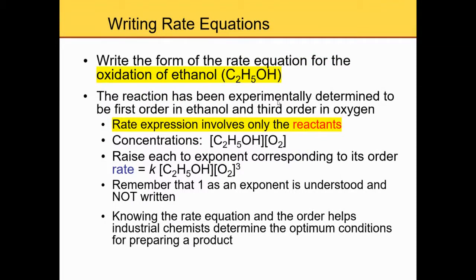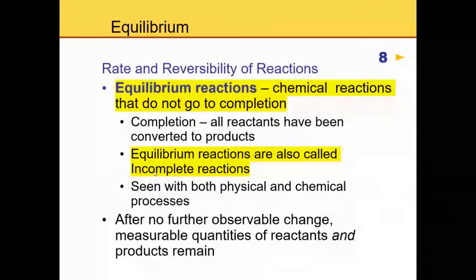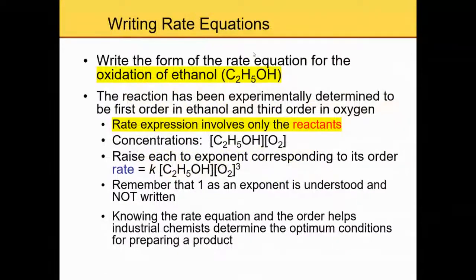And then for this, it's just the same. That's the oxidation of ethanol, so the rate will be the concentration of ethanol multiplied by the oxygen and then multiplied by the rate constant. So that's the rate equation.